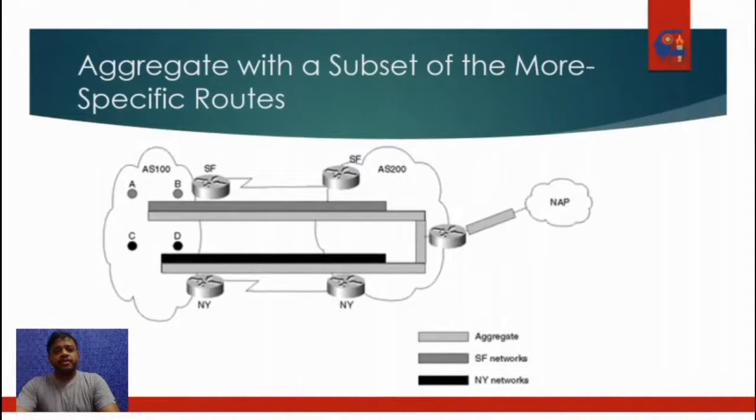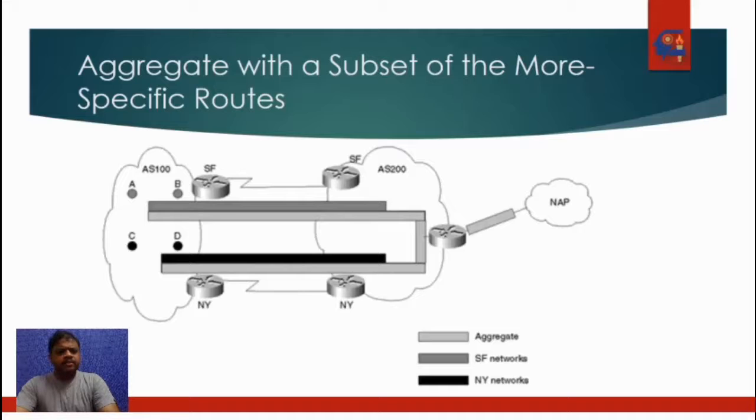In some situations, a subset of the more specific routes need to be advertised in addition to the aggregate. Look at the figure. Here, autonomous system 100 is multi-homed to autonomous system 200. Autonomous system 100 would like the networks near SF to be accessed via the SF link and the networks near NY to be accessed via the NY link. Let me explain to you how this could be achieved.